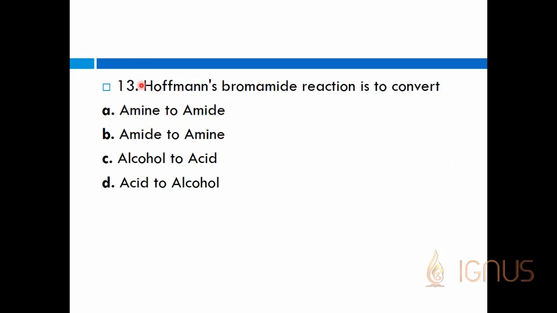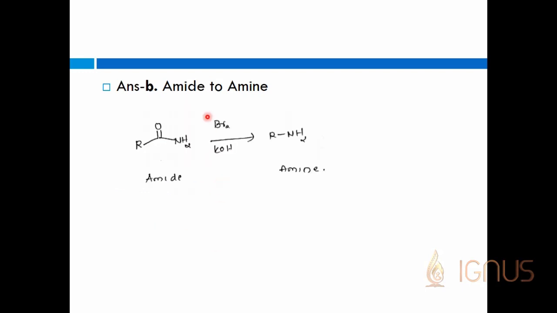Question number 13. Hoffmann's bromamide reaction is to convert option A amine to amide, option B amide to amine, option C alcohol to acid, and option D acid to alcohol. Let us discuss the solution. It is a conversion of amide to amine with one less carbon atom. You can see here, if you imagine this R as CH3, then there are 2 carbon atoms, but in the product there is only 1 carbon atom. It's a conversion of amide to amine.